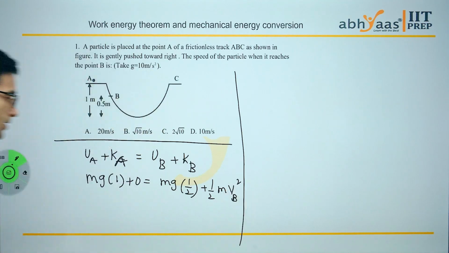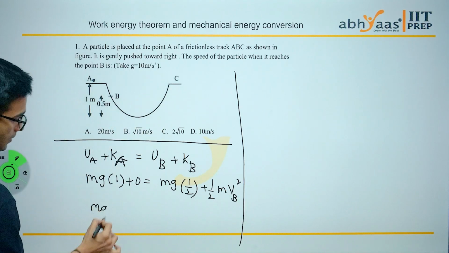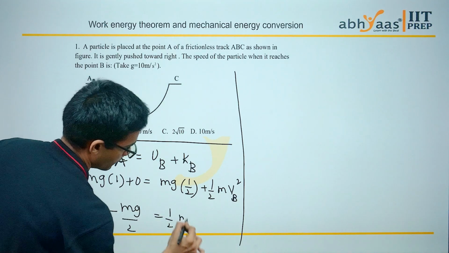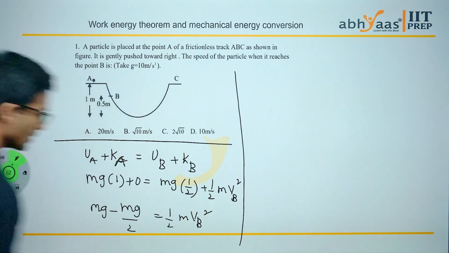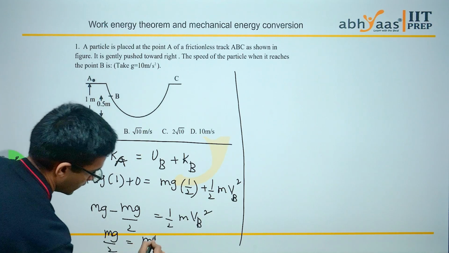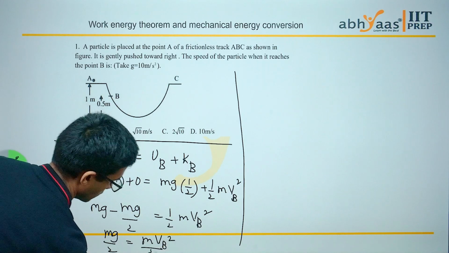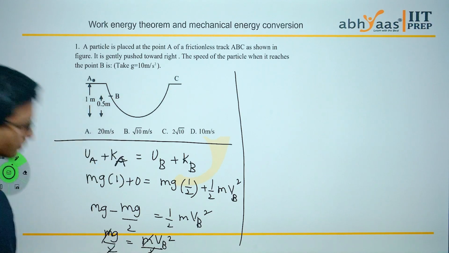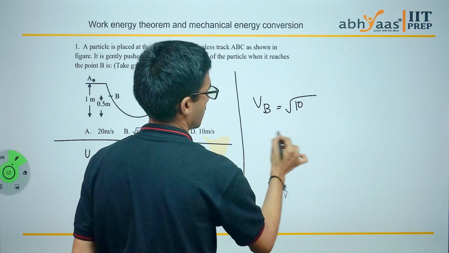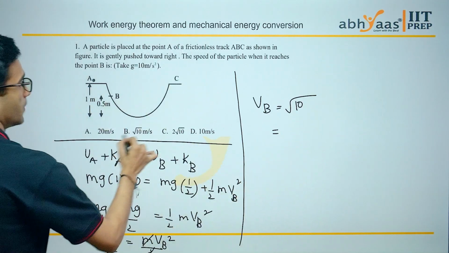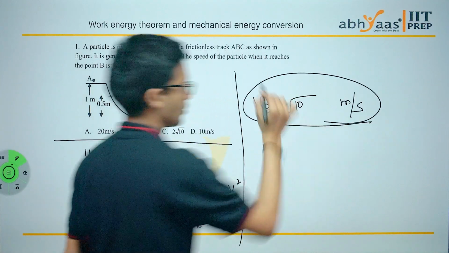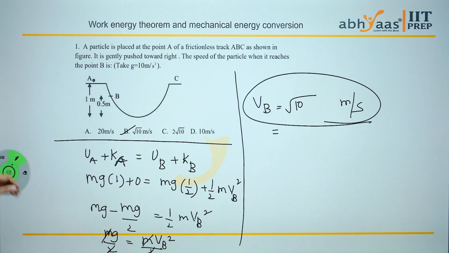vB only we want. Okay, mg − mg/2 is equal to ½ mvB². This is mg/2 equal to mvB²/2. Okay, m/2 cancelled on both sides. vB is equal to g value, root 10. That is the answer, meter per second. Okay, vB equals root 10 meter per second.